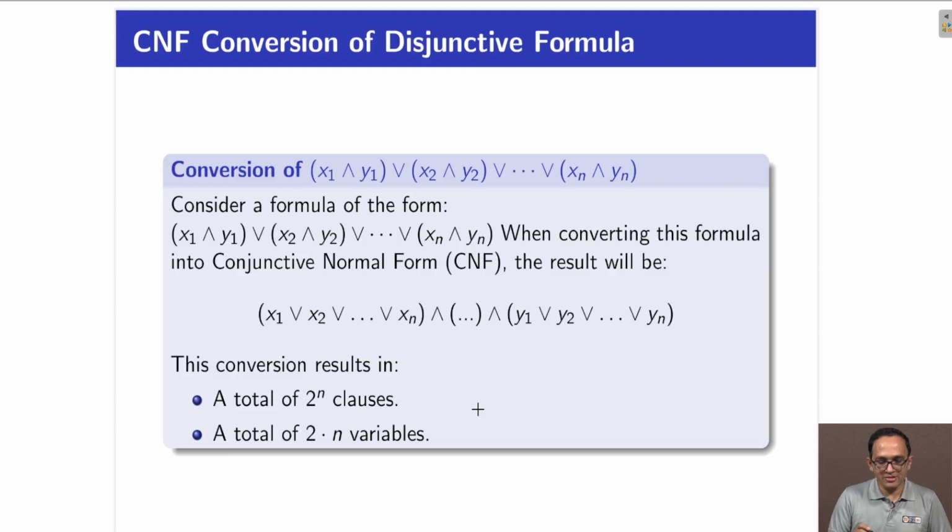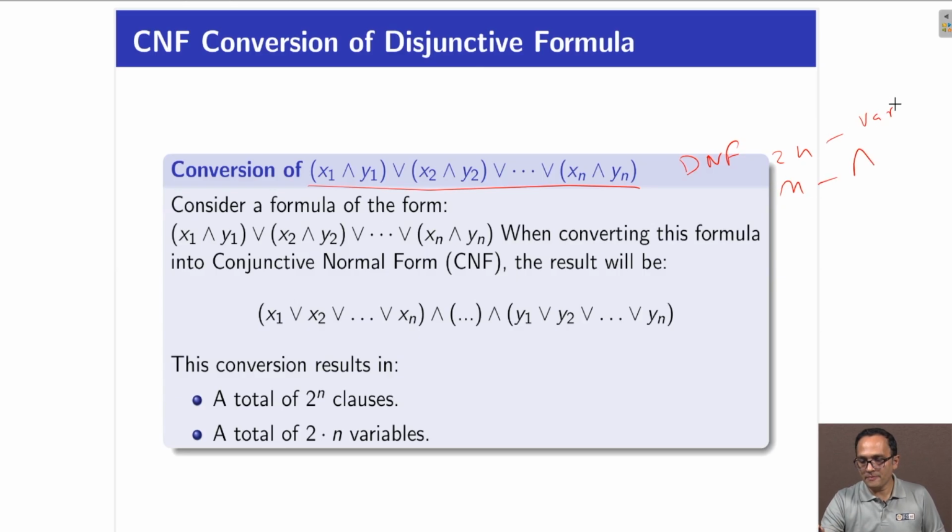If you remember in my previous class, I took a formula like this, which is actually in DNF, which has n clauses, a conjunction of literals and a disjunction of the clauses. It has 2n variables, n number of AND operations and n minus 1 number of OR operations. So, this is the overall size. What is the size then? You can think of the size as effectively 2n variables.